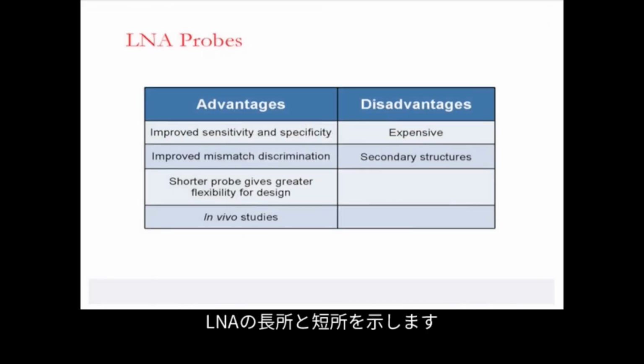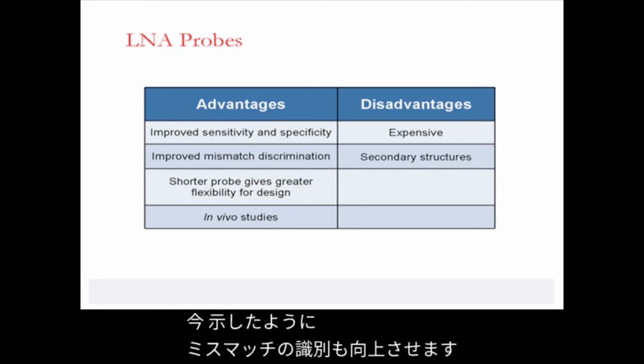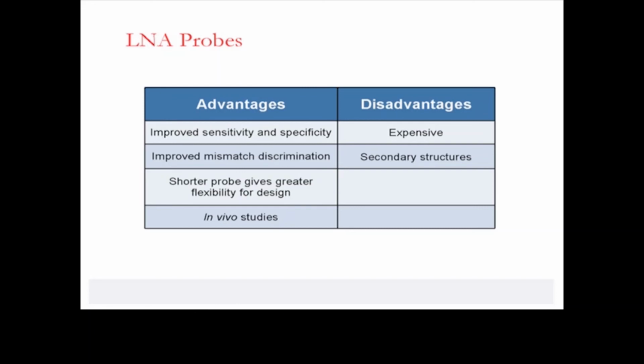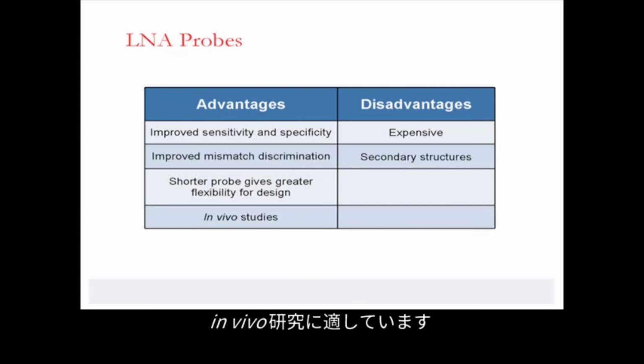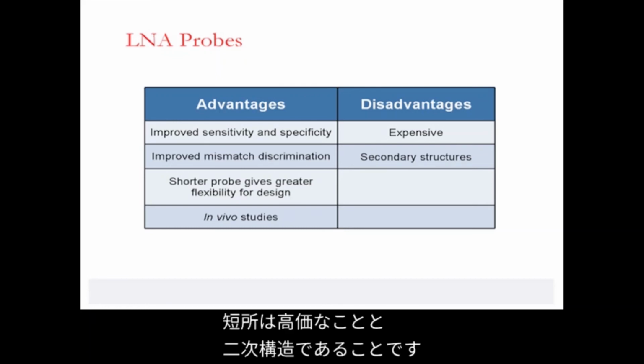There are certain advantages and disadvantages of using LNA as well. The advantages are when LNAs are used, one can increase the sensitivity and specificity of the assay. One can also improve the mismatch discrimination, and I have briefly shown you in the previous slide. Incorporation of LNA allows shorter probes to be designed, hence it increases design flexibility. The LNAs are also good for in vivo studies, as the backbone is protected to a certain extent from endonucleases within the cells. Disadvantages are these are expensive and also have secondary structures.